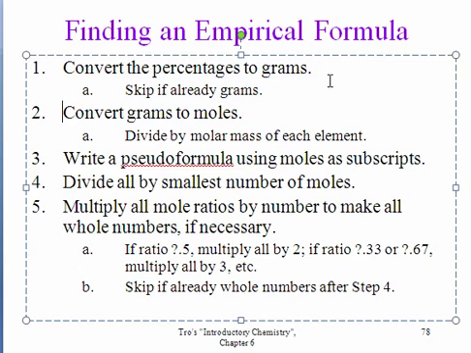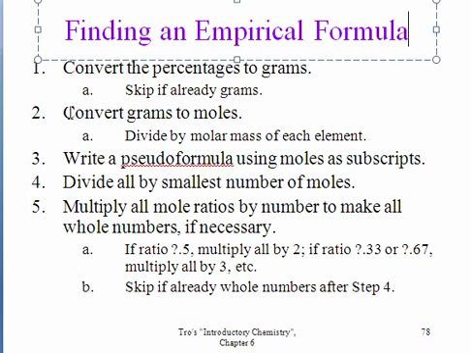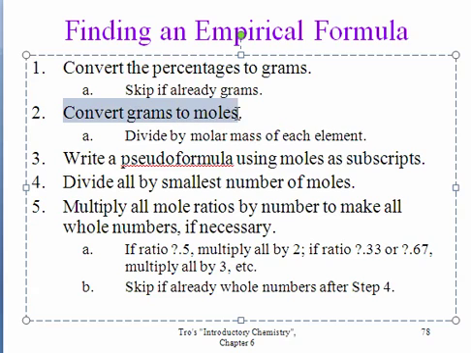Once you have your elemental composition in grams, then you want to convert your grams to moles. We do that by dividing by the molar mass of each element. This is the value on the periodic table. Next, we're going to write a pseudo formula using the moles that we calculated from step 2 as our subscripts. And we want to follow the order that we learned in chapter 5 in ordering our elements.